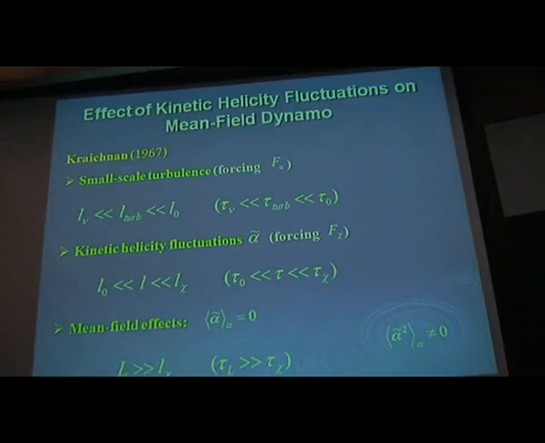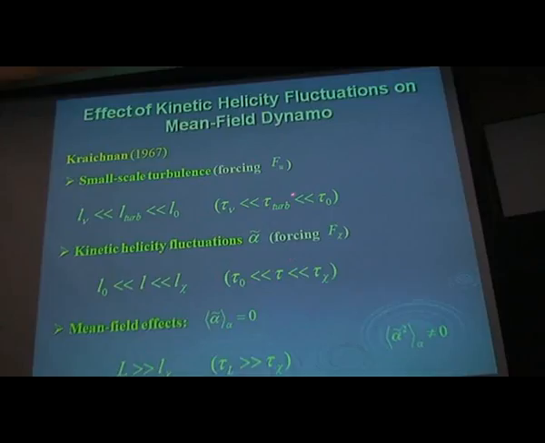Mike Proctor told about this problem, so it's easy for me now. We consider kinetic helicity fluctuations with zero mean value, the first problem, which was posed by Bob Crichton in 1967. Unfortunately, three weeks ago, Bob Crichton died. He was a great American scientist, whose contribution to turbulence theory and to the transport of passive scalar and magnetic field is very important. Okay, so what is the problem?